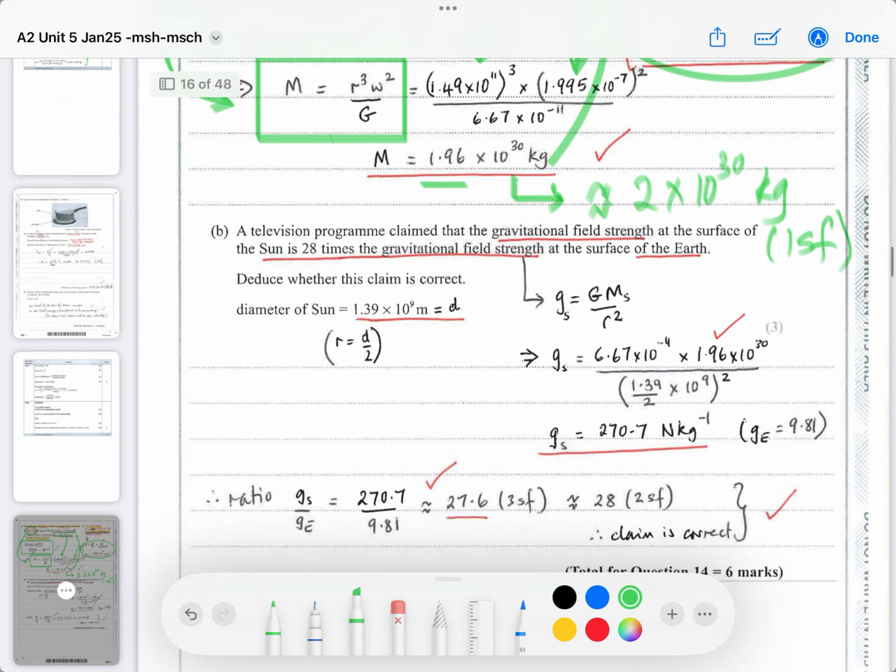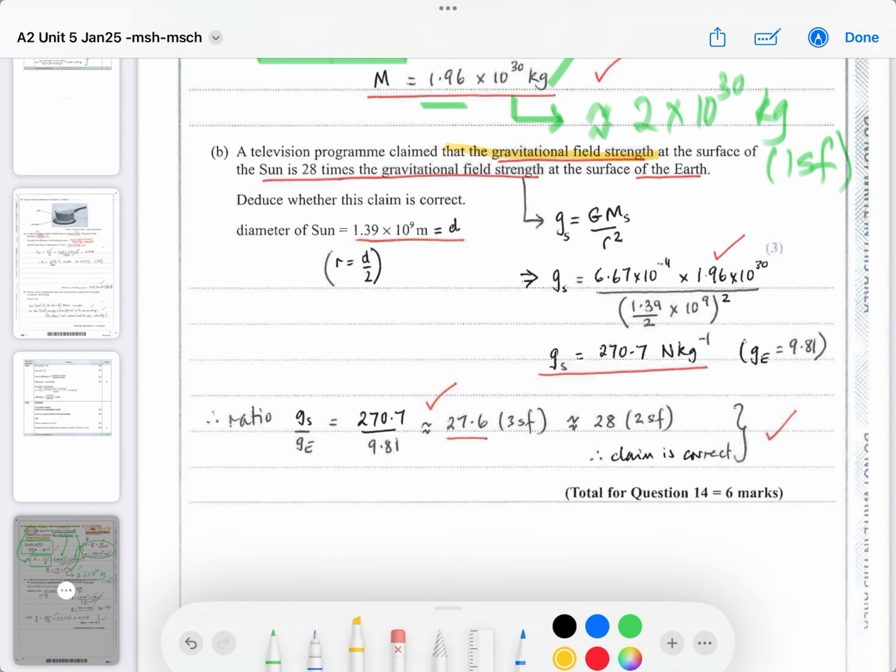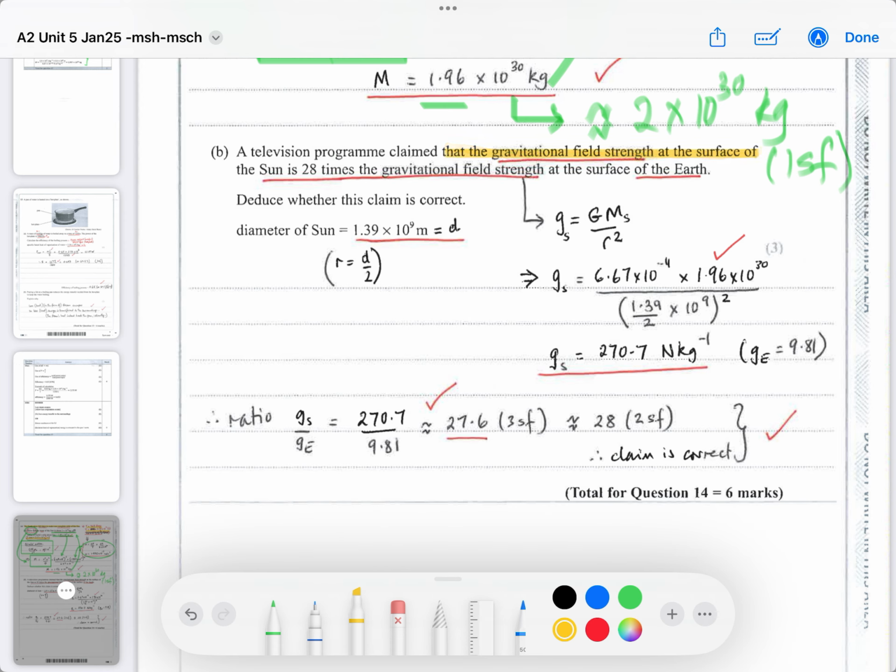Okay. Part B, it says a television program claimed that the gravitational field strength at the surface of the Sun is 28 times greater than the gravity of the Earth. Well, the gravitational field strength is dividing the force, Newton's law of gravitation, by the mass of the smaller object. Yes.